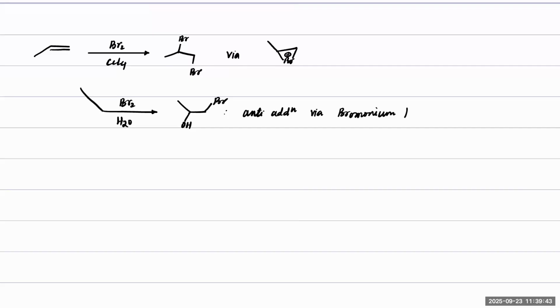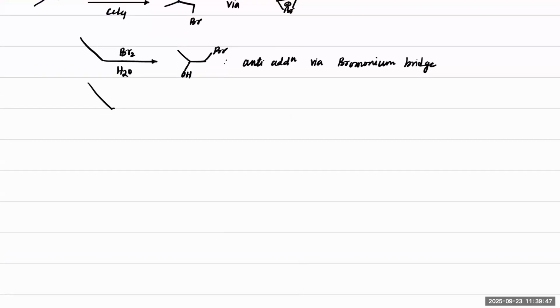Bromonium bridge formation. Other reactions of a similar kind include BrCl, for instance. Here Br will have plus and Cl will have negative charge. The one which is positive will always come here, negative will come at this point. Same way, if you have ICl here, accordingly you will get Cl here and iodine here.